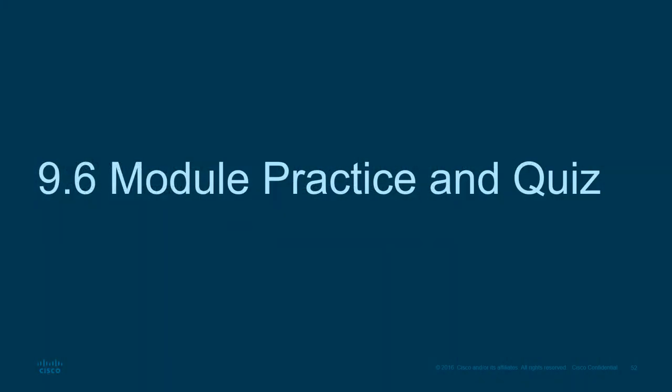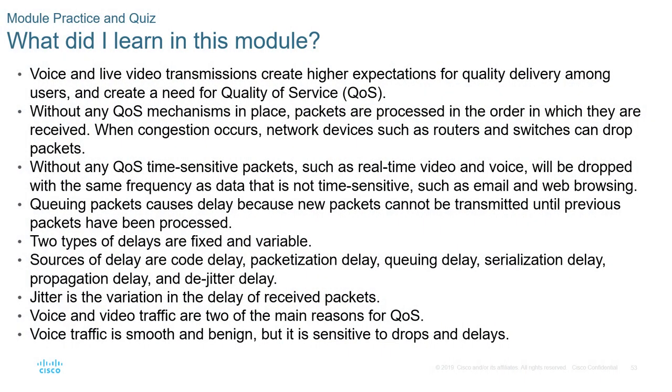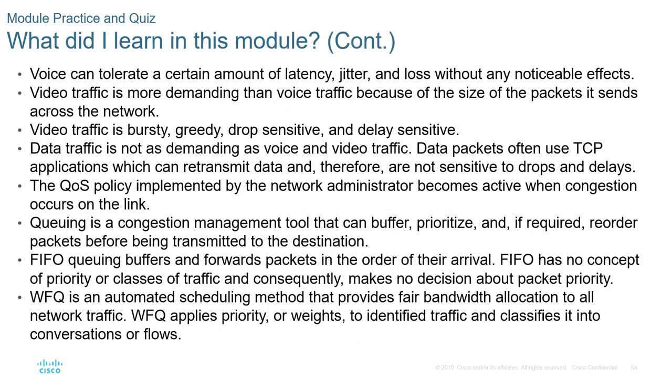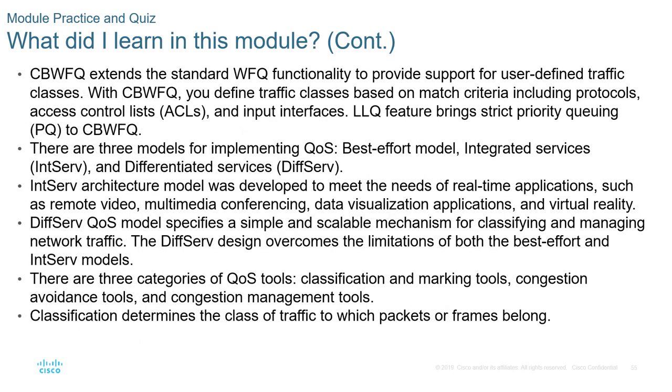So that's actually it for this chapter. We talked about a ton of different material. We looked at voice and video, and how they are implemented with QoS. We looked at types of QoS. We looked at delays, fixed and variable. We looked at bursty traffic, greedy traffic, and queuing types: FIFO, weighted fair queuing, queuing of priorities, weights, containers. We looked at DiffServ and IntServ.